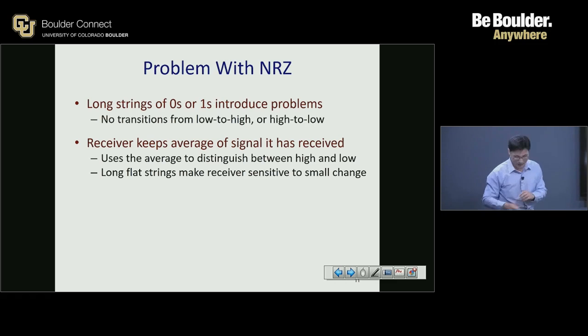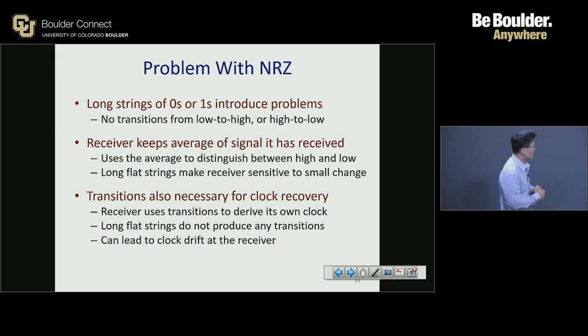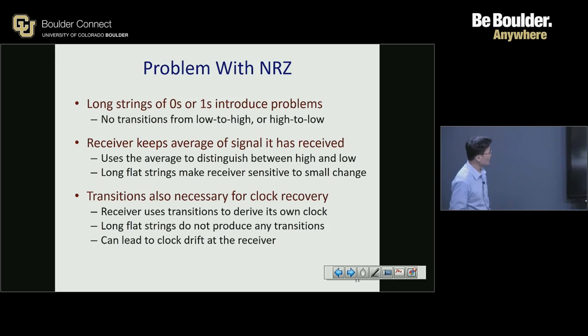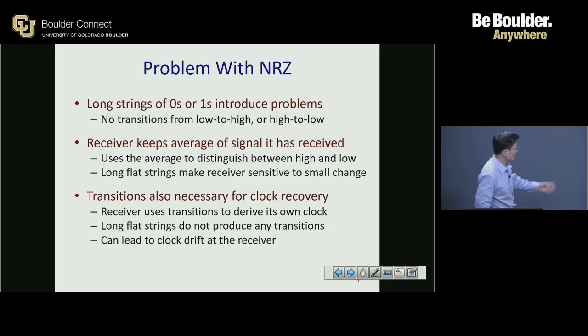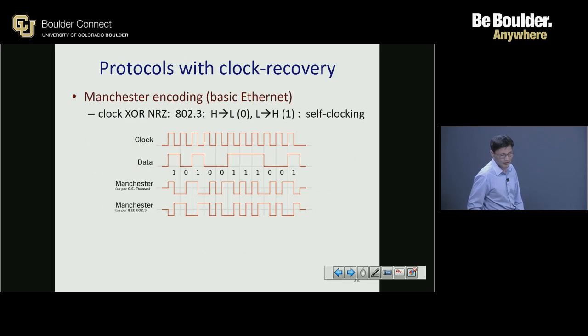So what kind of encoding methodology would be good? More transitions: some transition for 0, a transition for 1, and things like that. We need transitions for clock recovery, because long strings that do not produce any transitions cause clock drift at the receiver. We will see then what we can do with that.